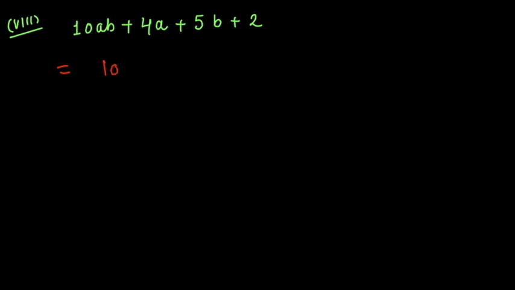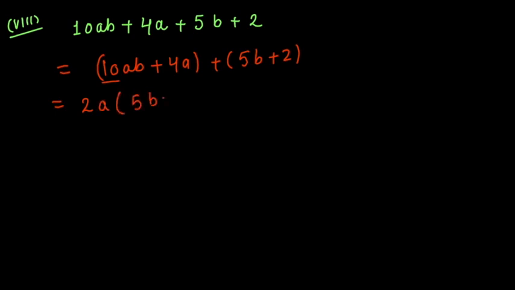Now I'm moving to the eighth part of the question, which is 10ab plus 4a plus 5b plus 2. Now in this question, I'll give you a hit and trial type, as generally what we are doing is putting the first two terms together and 5b plus 2, right? If you see, we can get 2 common from here. a is also common. I'm left with 5b plus 2 plus.